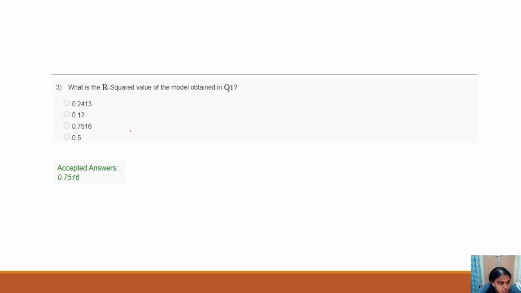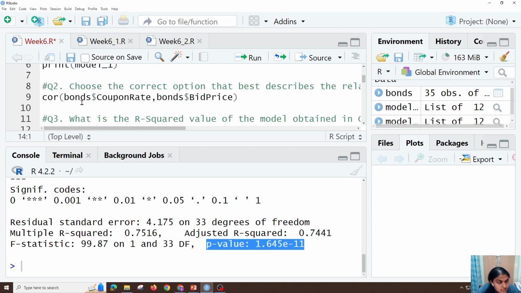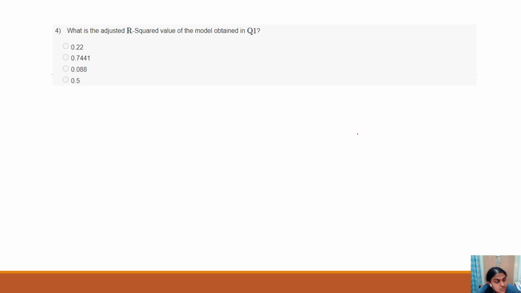Okay, so if you do not have the particular model, you can go to your course window and download this one, and you can type these particular statements. Just find that, and let's move on to the next question, which deals with the adjusted R squared value.